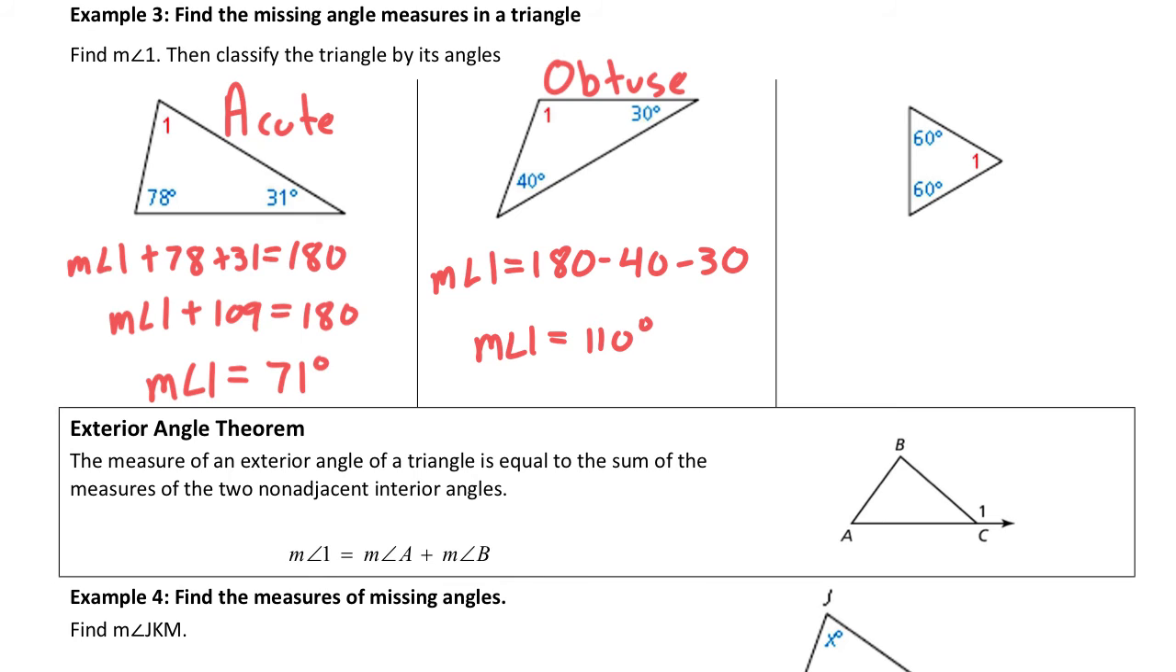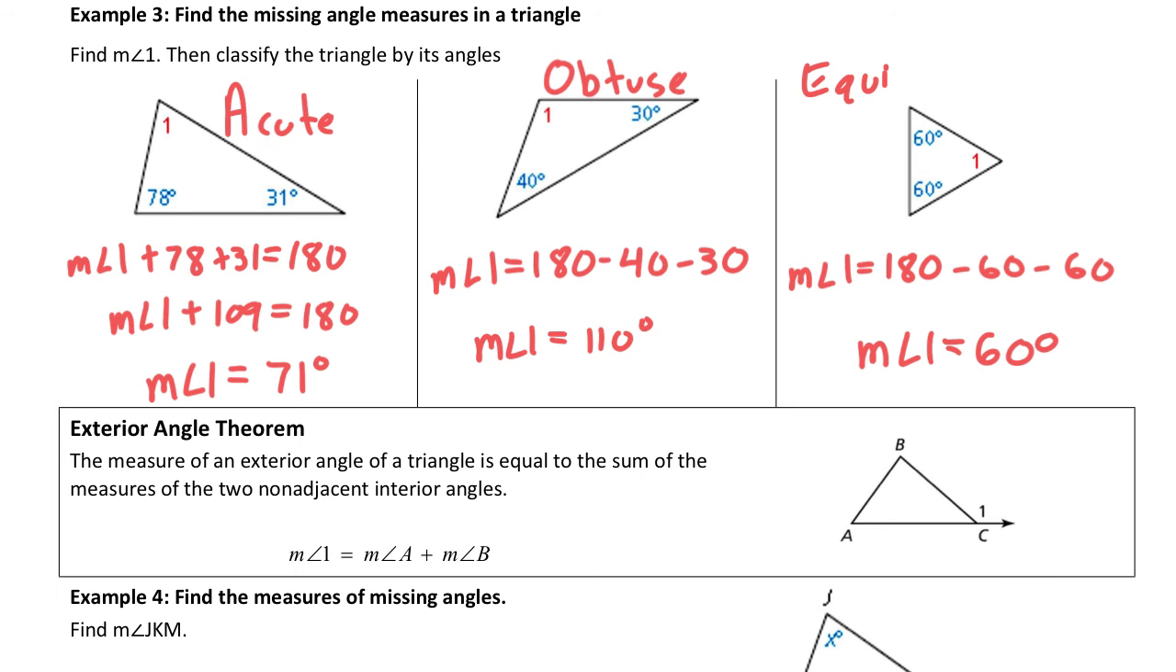And then this last one, if you want to find the measure of angle 1, I would take 180 minus 60 minus 60. The measure of angle 1 turns out to be 60 itself. And then what I can say from that, all of the angles are the same measure. So this triangle is equiangular.